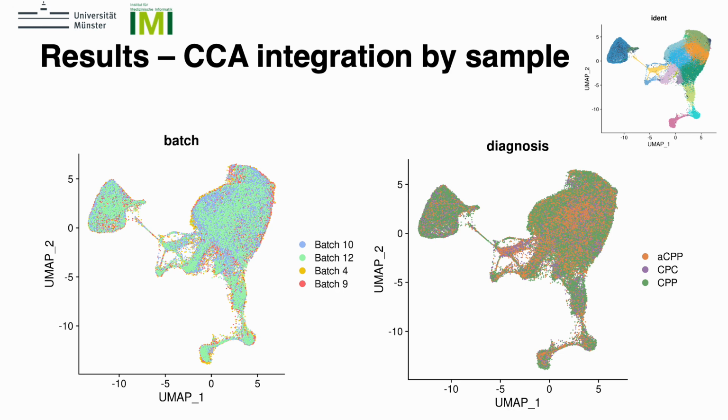Integrating the data using the CCA algorithm and considering samples or the combined annotation as independent experiments leads to what seems an overcorrection of the batch effects, as after this we lose all variation between the different tumor subtypes.